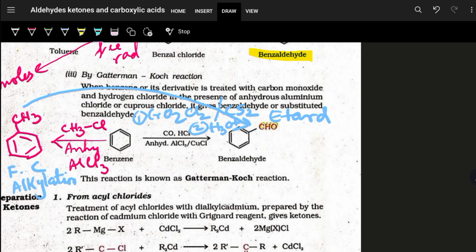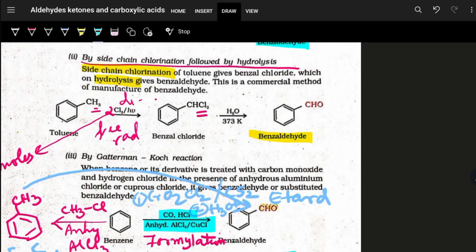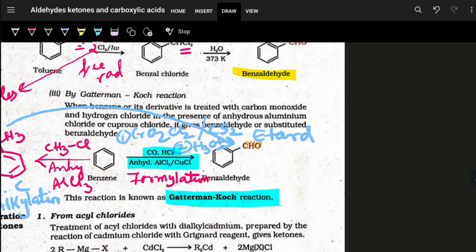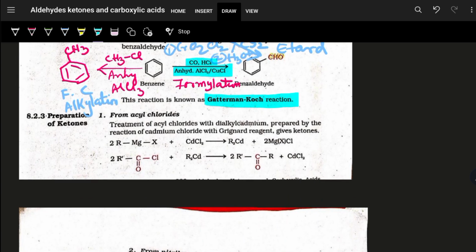And if you use the direct method using CO, HCl in presence of anhydrous AlCl3 and CuCl, this reaction is known as formylation reaction also, because formyl group CHO is getting added. And it has another name which is known as Gattermann-Koch reaction. So you saw Rosenmund, you saw Stephen, you saw Etard reaction, now you are seeing Gattermann-Koch reaction. So do practice the name reactions.